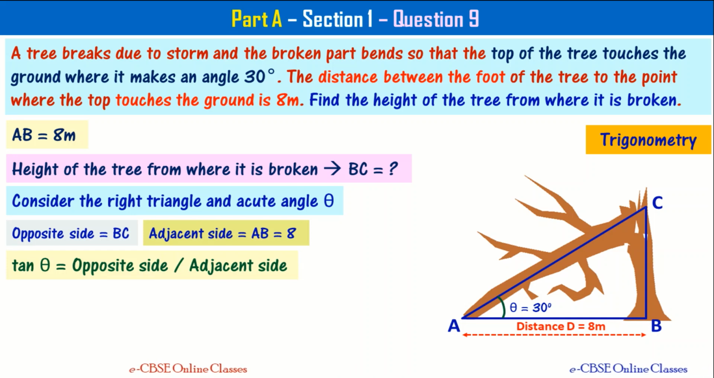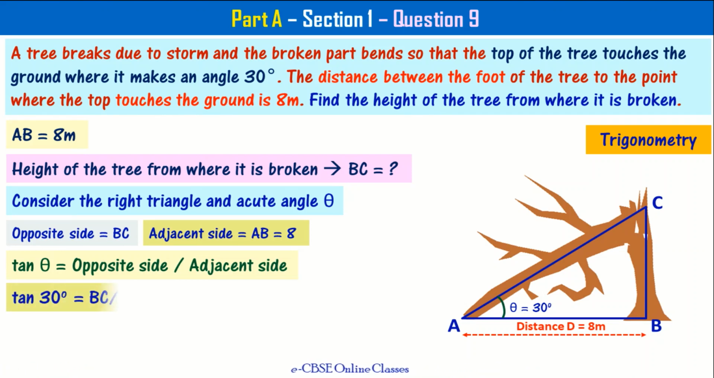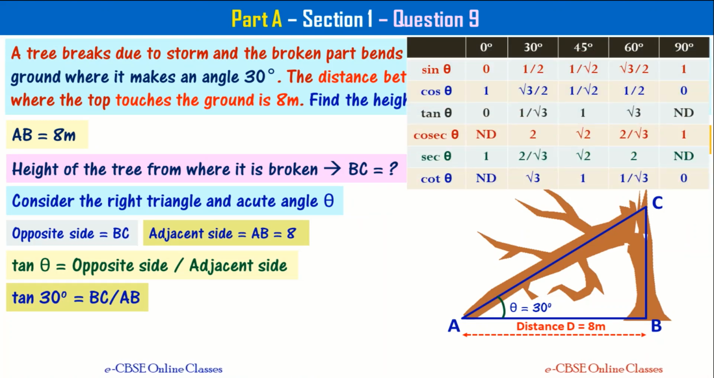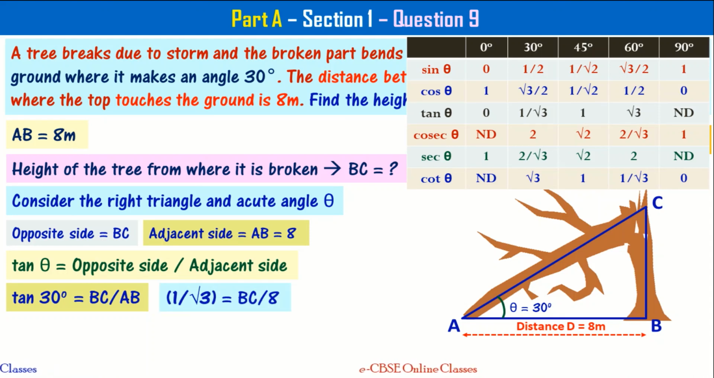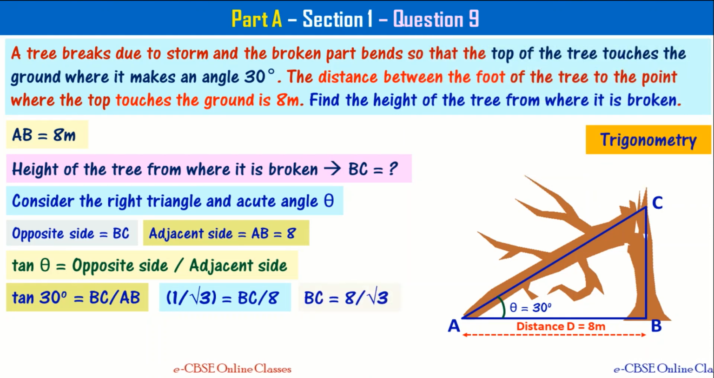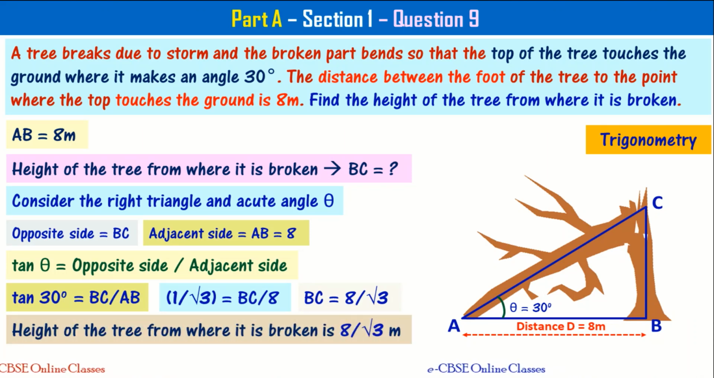We know that the trigonometric ratio tan theta relates these two. Tan theta equal to opposite side by adjacent side. So now we can write tan 30 degrees equal to BC by AB. From this table, we know that tan 30 degrees equal to 1 by root 3. If you substitute that, 1 by root 3 equal to BC by 8, and rearrange it such that you get BC equal to 8 by root 3. So to answer the question, the height of the tree from where it is broken is equal to 8 by root 3 meters.